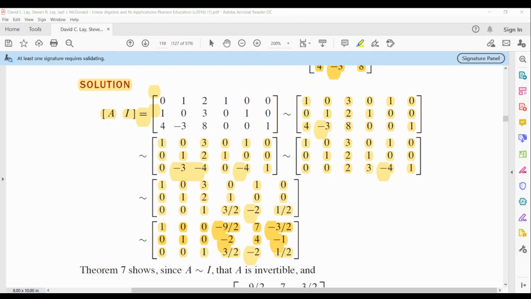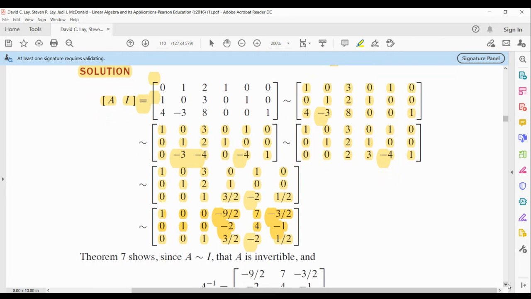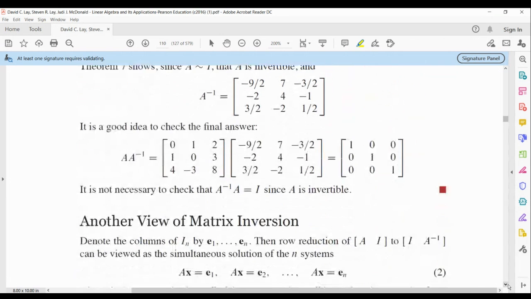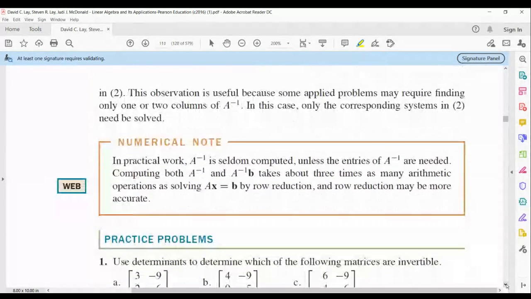Okay, so that's what I wanted to show you. They have these numerical notes at the end of the section where, in practical work, they say that A inverse is seldom computed unless the entries of A inverse are needed. Computing A inverse and A inverse times the vector B takes about 3 times as many arithmetic operations as solving AX equals B by row reduction. And so row reduction may be more accurate.